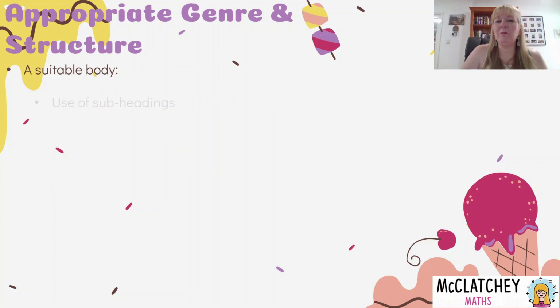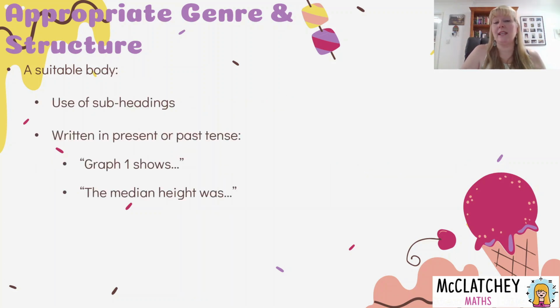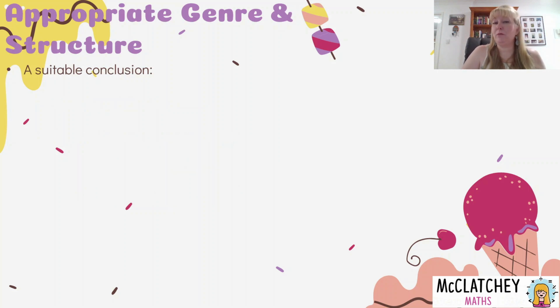It also needs a suitable body. It should be written in the present tense or in a past tense. Graph 1 shows this, or the median height was. And then we need a suitable conclusion, and this is also written in the past tense.